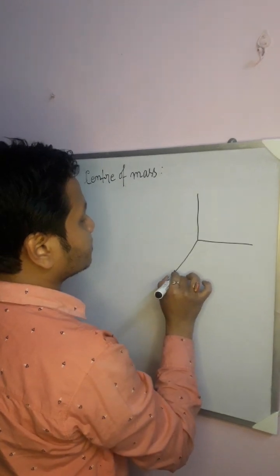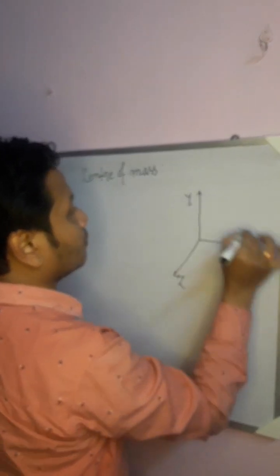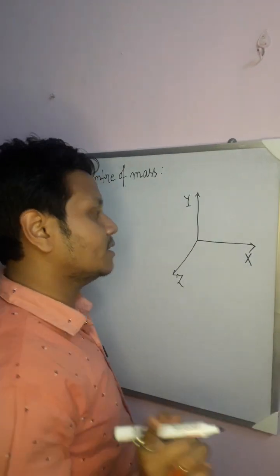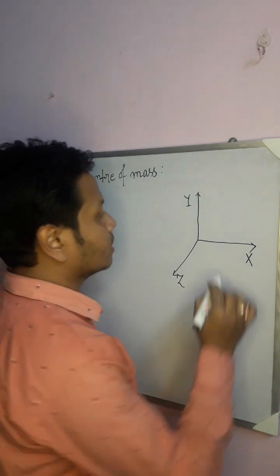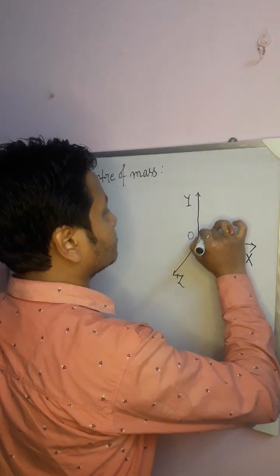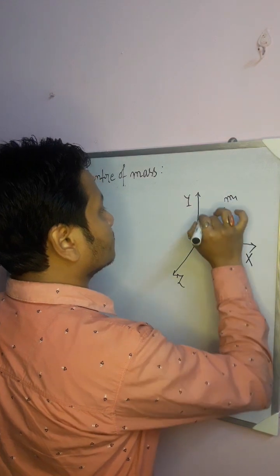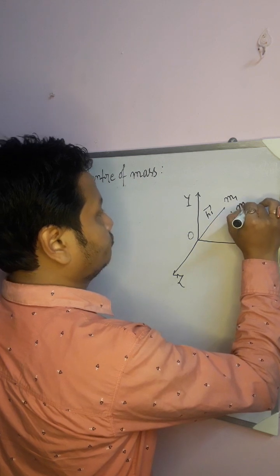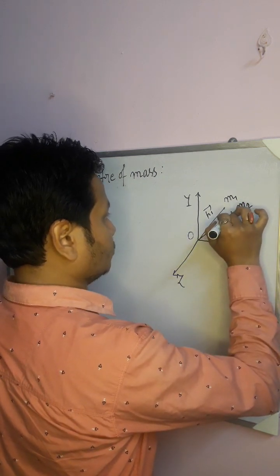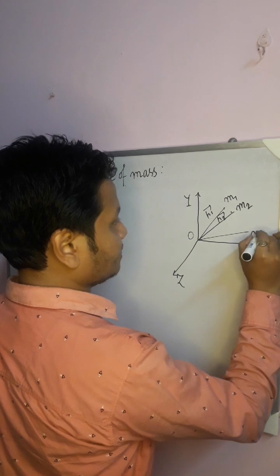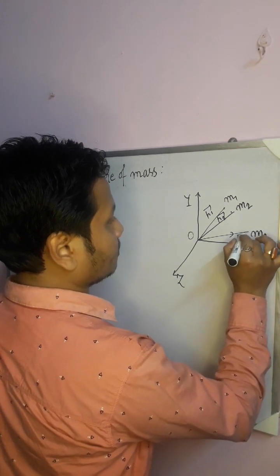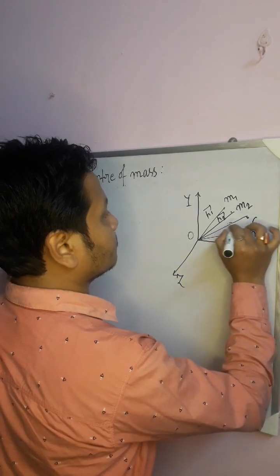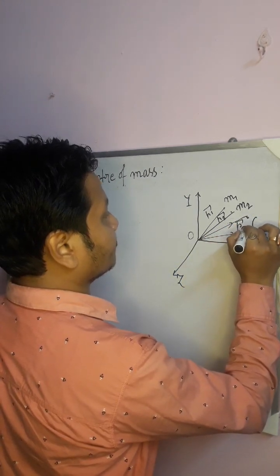We consider a system of n particles. Say there are n particles in the system, first, second, third, and so on. This is the origin. Suppose this is the particle of mass m1, position vector is r1. This is m2, position vector is r2 with respect to origin. This is m3, position vector is r3. And this is say the center of mass, whose position vector is say r cm.